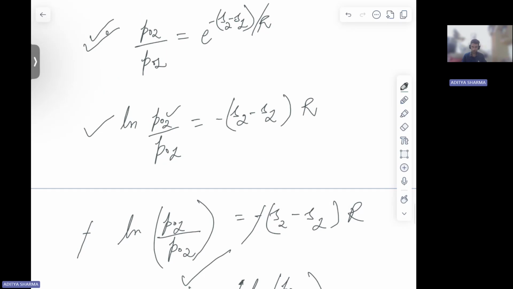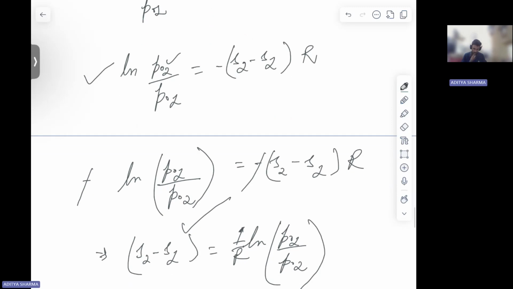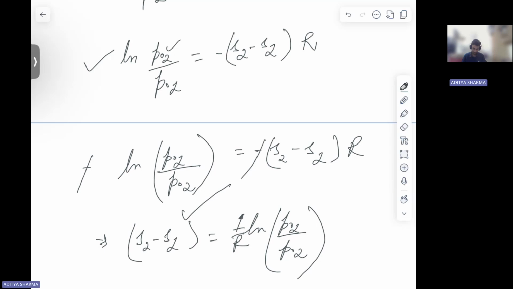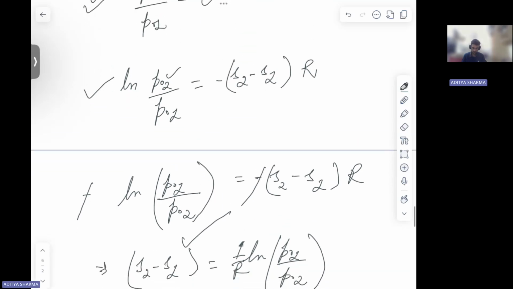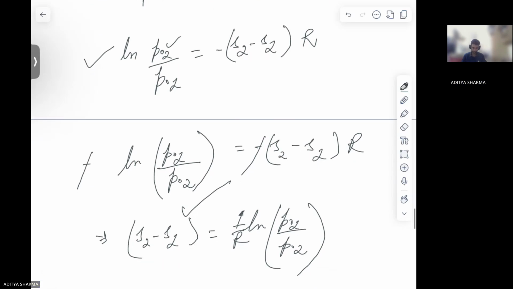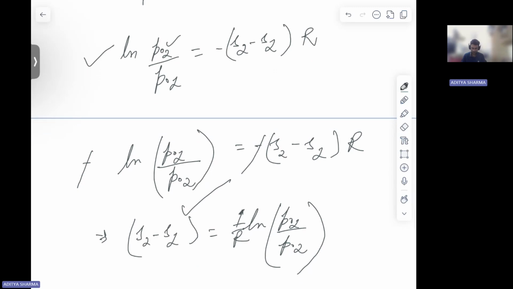Now because P naught 2 will be less than P naught 1, in that case this ln P naught 2 by P naught 1 is going to come as negative. Okay. So what I have done is I've reversed this P naught 2 by P naught 1. So what that will do is that will take a negative out.